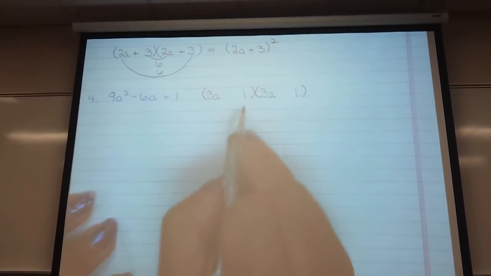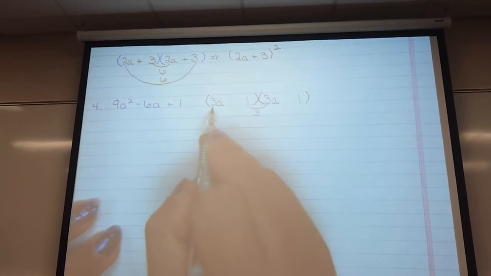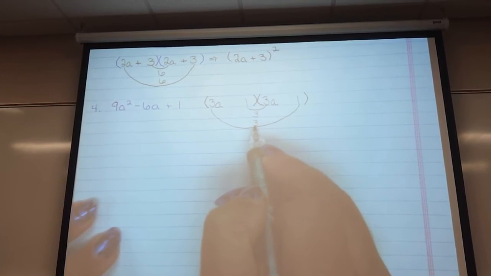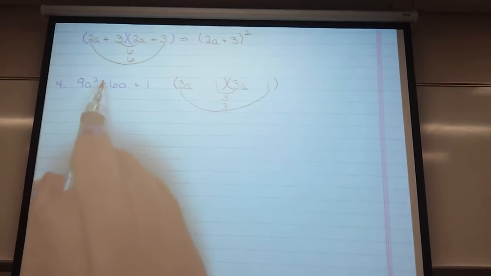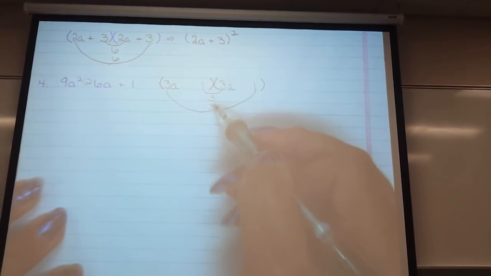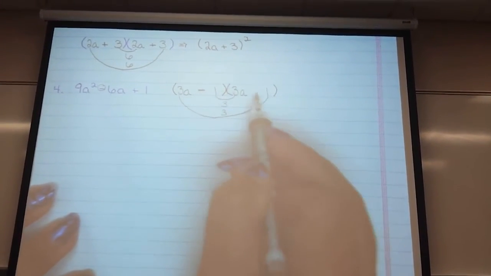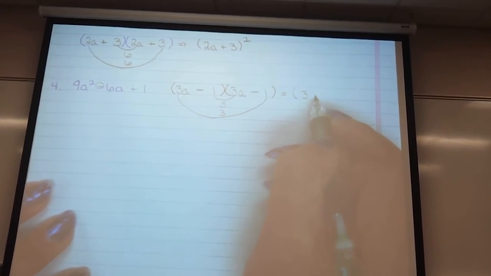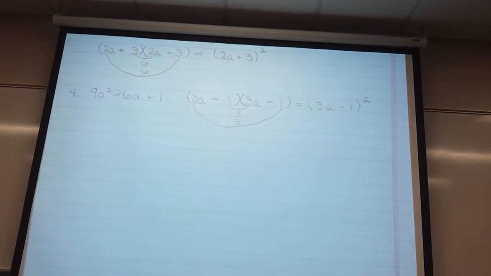So if I check it, 1 times 3, 3. My outies, 3 times 1, 3. Can 3 and 3 give you 6? Now we need a negative 6. We've got to be able to add these, so they have to be the same sign. Both of them have to be negative. So I know my answer is going to be that or 3a minus 1 squared. So you can write it either way.